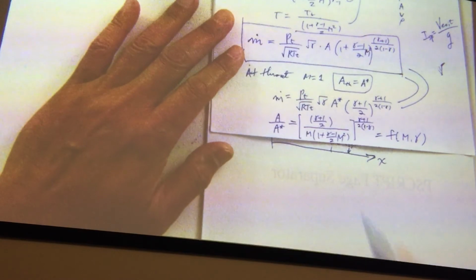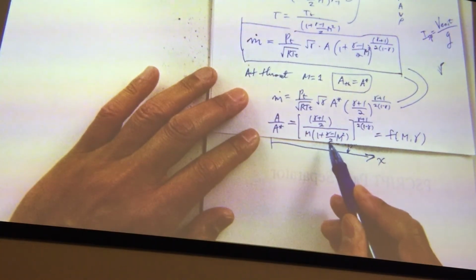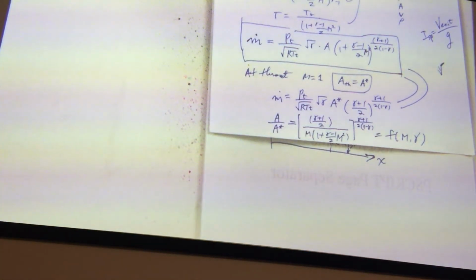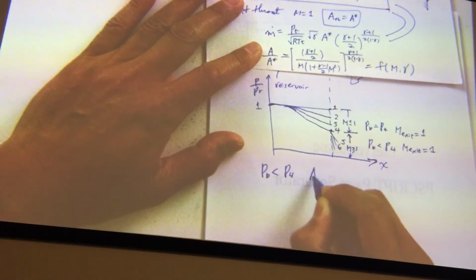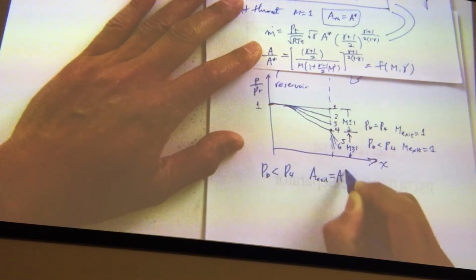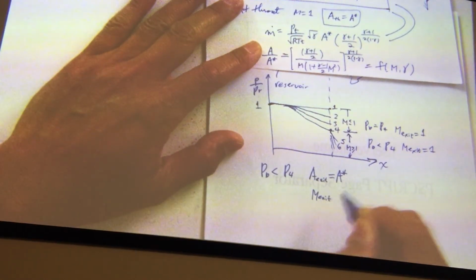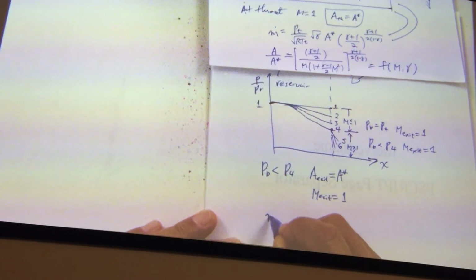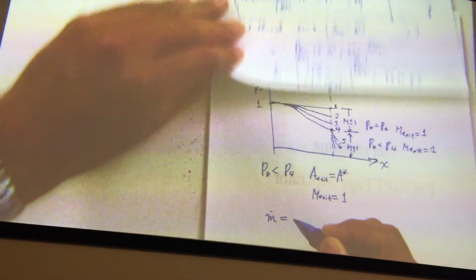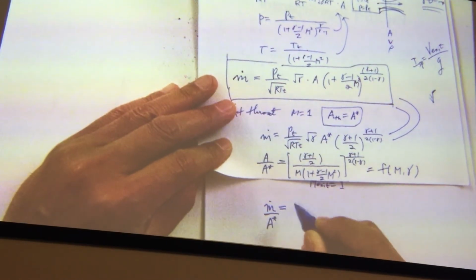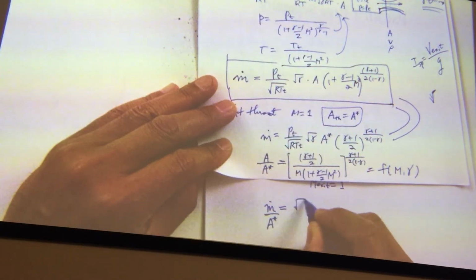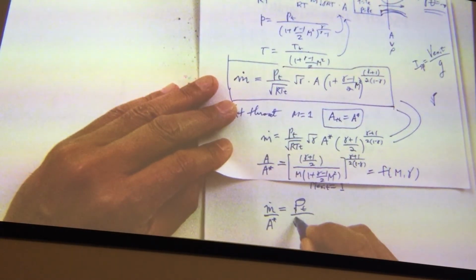You put in M equal to 1 here, what will happen? A over A star. Well, A is equal to A star, that's what it is. So in this case, when PP is less than P4, A exit really is equal to A star, M exit is equal to 1. And your m dot will be equal to, if you put this in there, m dot over A star will be equal to P_T over the square root of R T_T, times a constant.